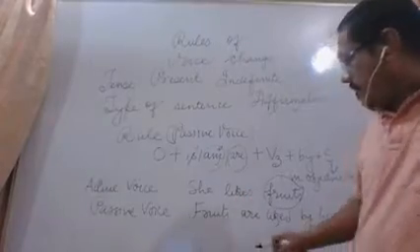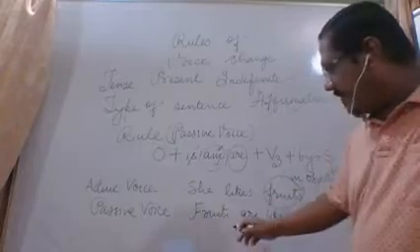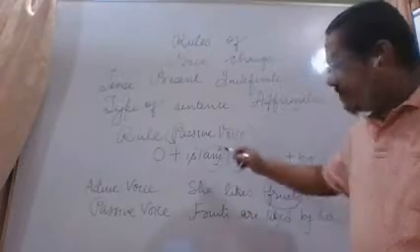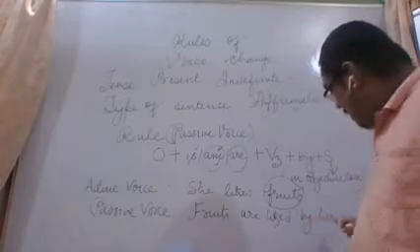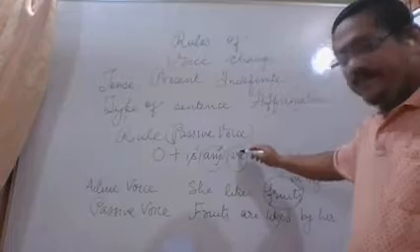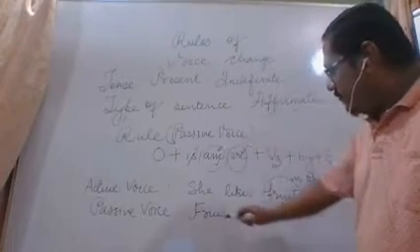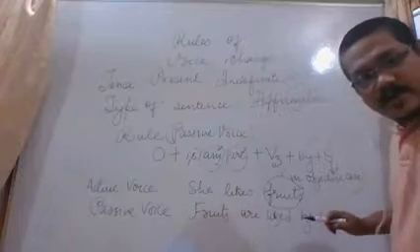When we change it into passive voice, we find that we must use "are" here. Fruits are liked by her. Here you see, we got it: "are". Fruits are liked by her. Is it clear to you?